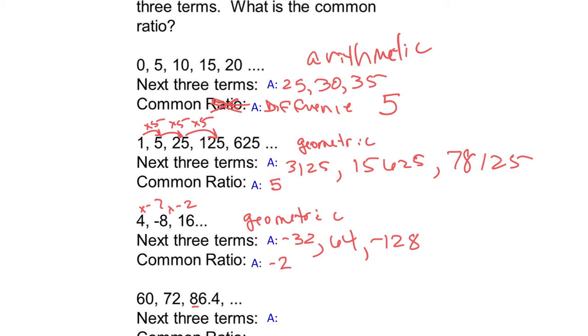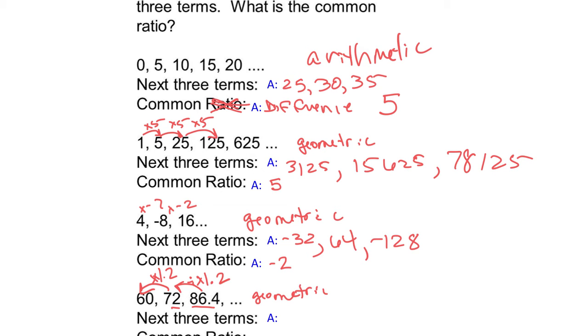Okay, so I'm going to divide this number by this number. 86 and 4/10 divided by 72 equals, and that tells me I actually multiplied by 1 and 2/10. So 72 times 1 and 2/10 equals 86.4, yes. So now I'm going to see if 72 divided by 60, oh, it also is 1 and 2/10. So now I know what it is. It's geometric.